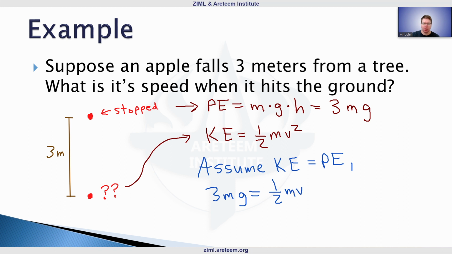So, first of all, one thing you notice is that me not giving you the mass of the apple actually didn't matter. That mass of the apple cancels out on both sides there. Now this equation is pretty easy to solve, right? Let me just write it out here. V squared is going to be 6g for the most part, right?